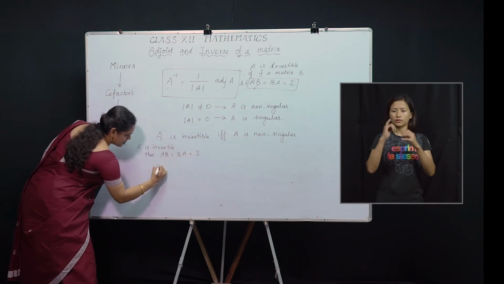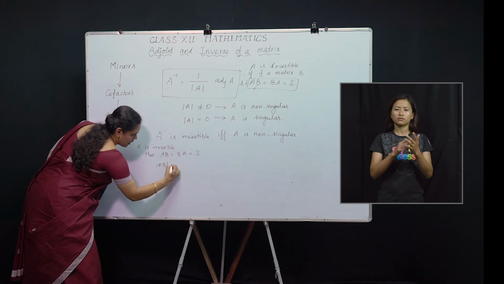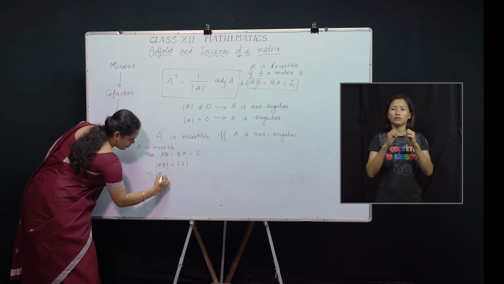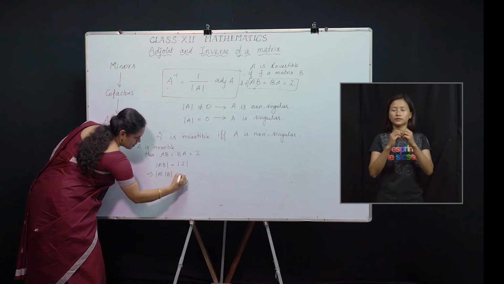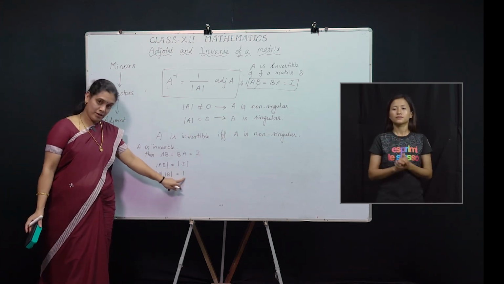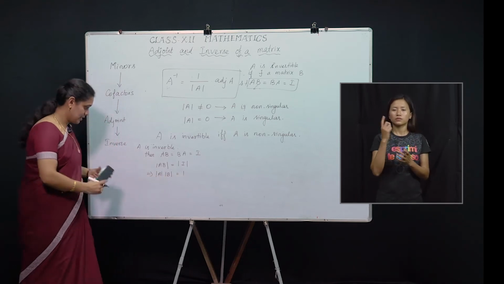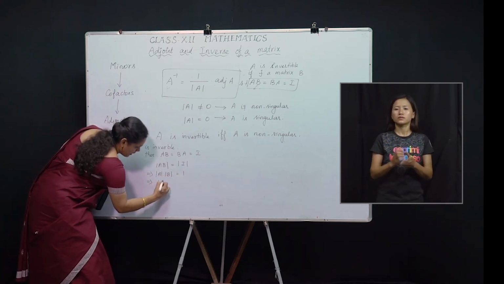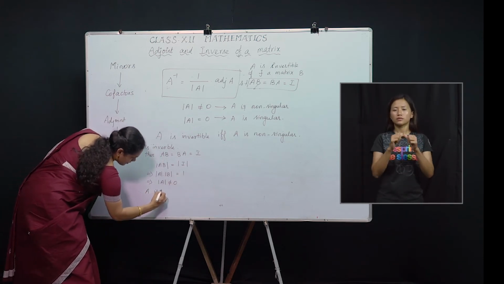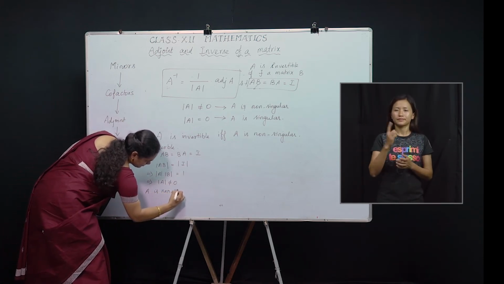Let us take the determinant of this. Determinant of AB equals determinant of I, right? Then this can be written as determinant of A times determinant of B, that is equal to 1. See, the product of two numbers is 1, so it will never be 0, isn't it? Therefore, determinant of A is not equal to 0. Therefore, A is non-singular.